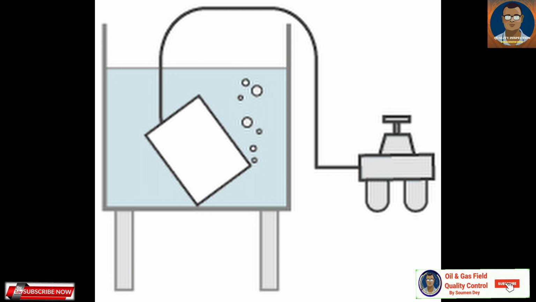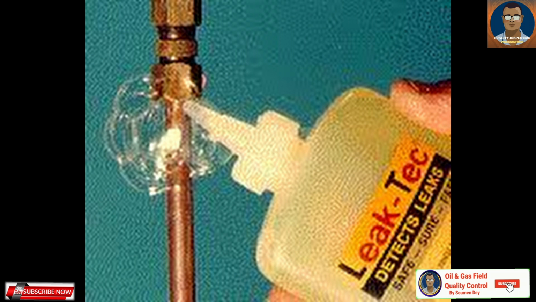Bubble test. In this method, a liquid or gas is applied to the surface of the system or components being tested, and any leaks are identified by the formation of bubbles. Soap solutions or a specialized leak solution like Snoop is a fluid commonly used for this purpose.